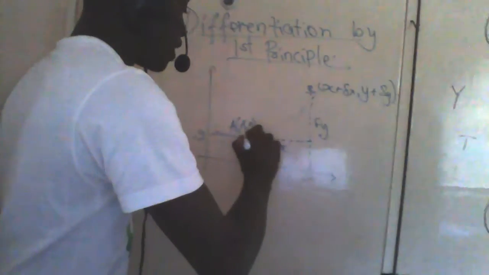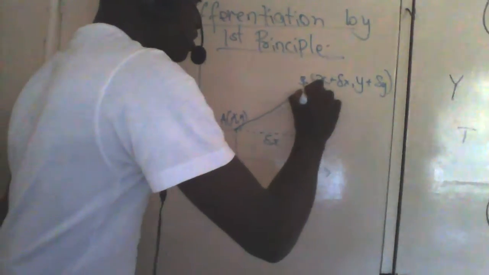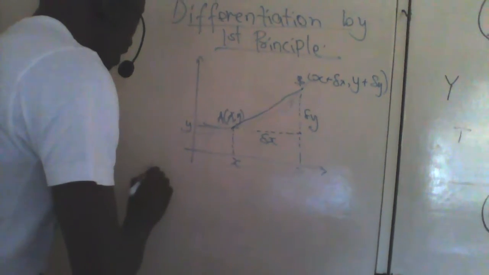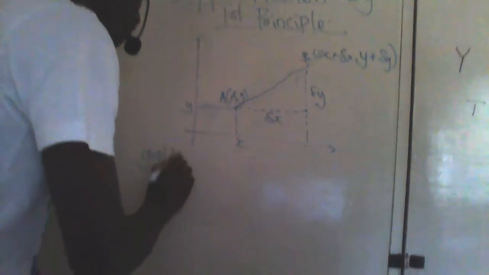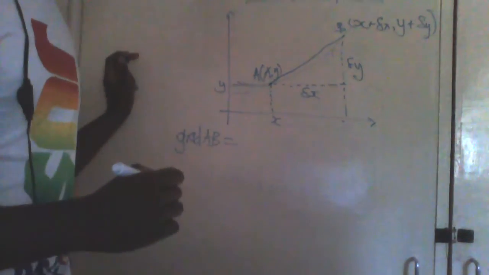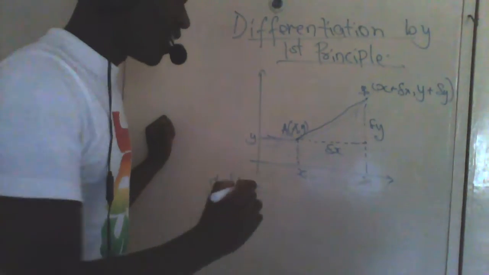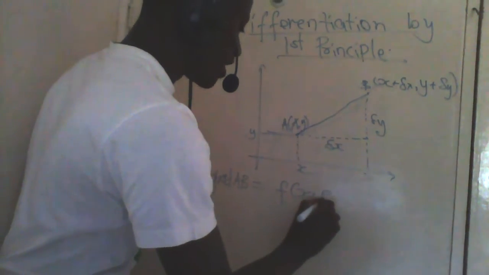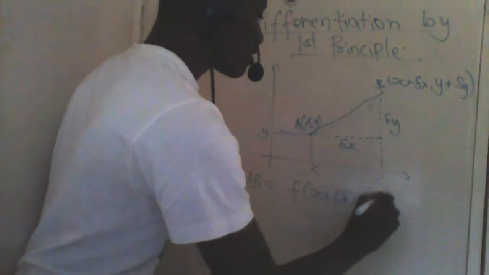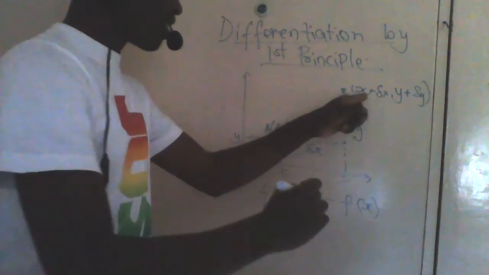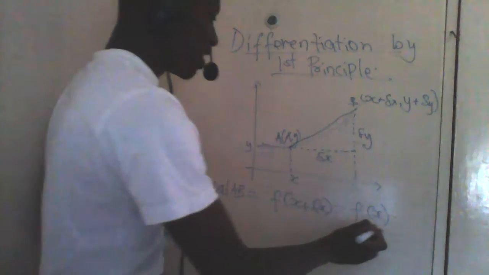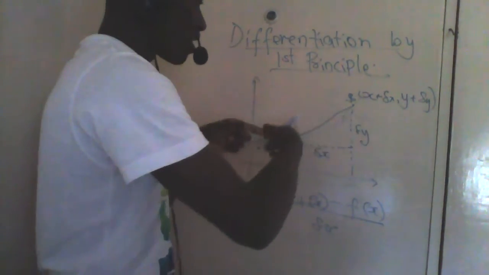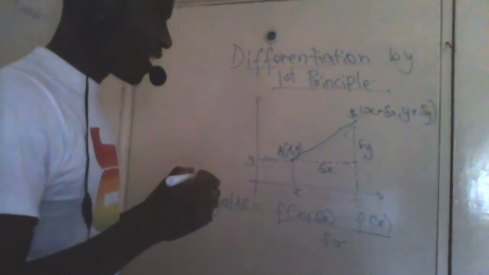Now we want to get the gradient of this line. That gradient of the line AB will be given by f of x plus delta x minus f of x. So this f of x plus delta x minus f of x all over delta x. That's the gradient of this line.